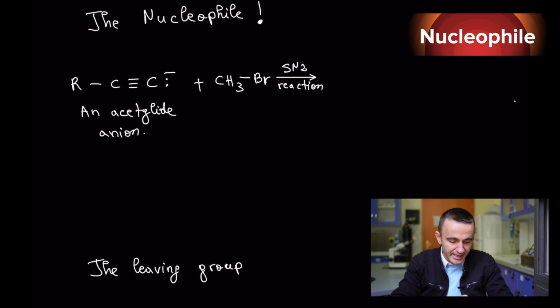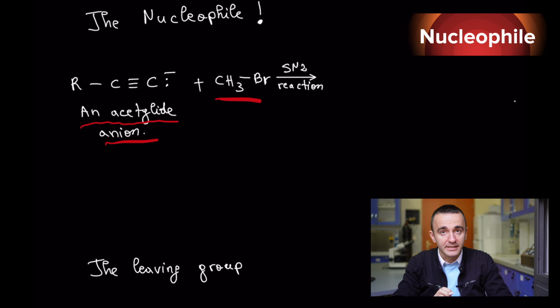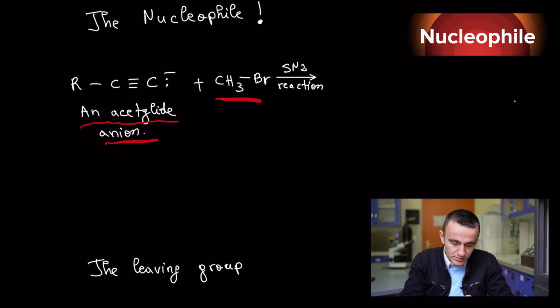Let's take a look at this well-known example. As you can see here, an acetylide anion, that is a nucleophile, can react with methyl halides to give an alkylation, as we learned from the alkyne reactions. But in this case, we learn here that it goes through the SN2 mechanism.